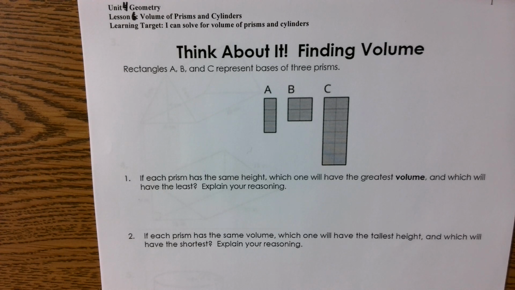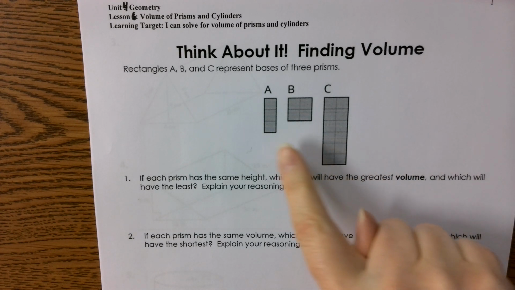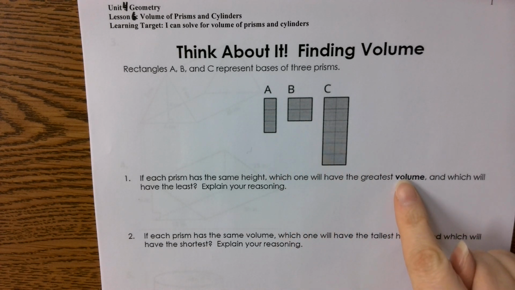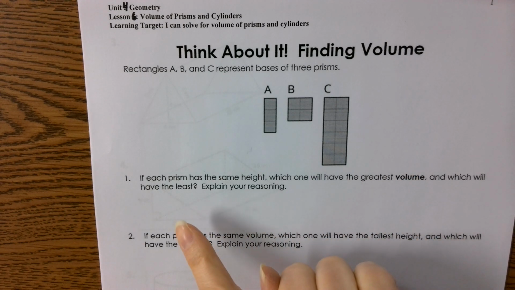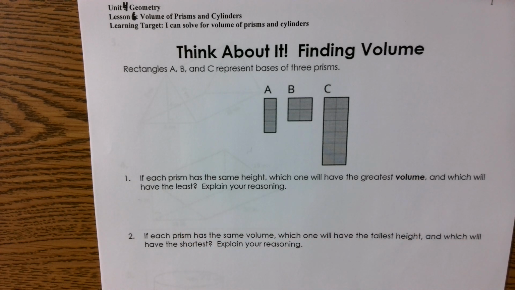So what I'm wanting to know, if they're all going to have the same amount of stacking to build a height, to build it three-dimensionally, then which one of these is going to have the greatest volume and which one's going to have the least volume, and how do you know? Explain your thoughts. How do you know?